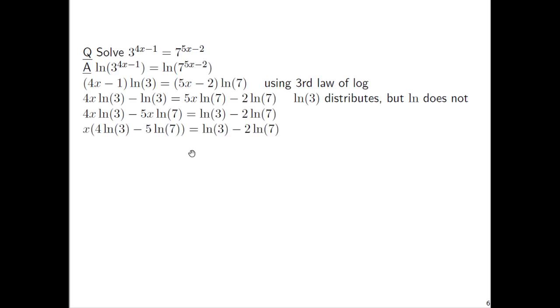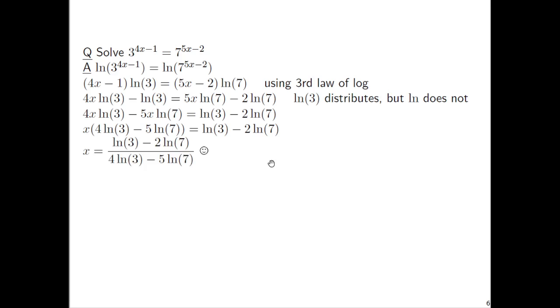We didn't do anything to the right side. We didn't do anything to both sides. All we did was rewrite the left side by factoring out x. So we have x times the quantity 4 times ln of 3 minus 5 times ln of 7. The great thing about this is that the previous line had two written copies of the variable, and now the new line has only one written copy of the variable. We have x times some stuff in parentheses, and we can divide by what's in parentheses on both sides.